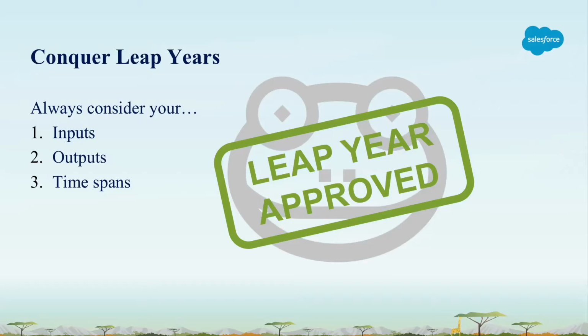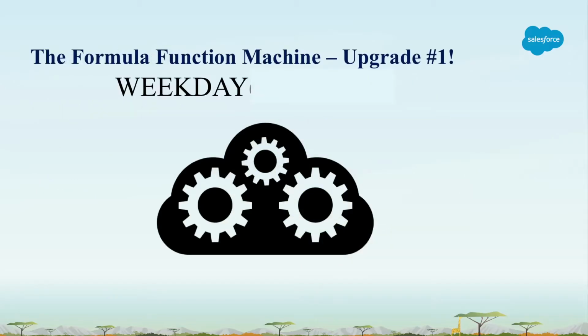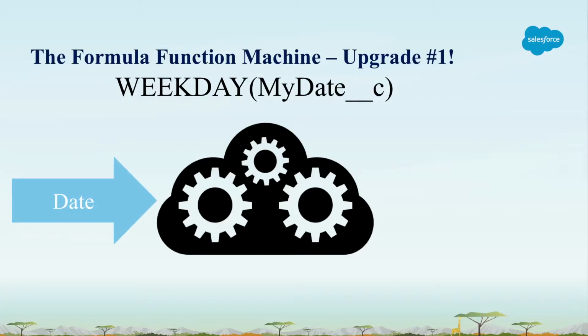Easy enough? All right. So before I turn my attention to time, this is actually an upgrade since I gave this presentation at Dreamforce last year. Our formula function machine has gotten a really super awesome upgrade. We now have Weekday. Oh, I'm so excited about this. Okay, I'm such a nerd. What do you think we give Weekday? A date? What do you think we get out? A number that represents the day of the week. This is so exciting.